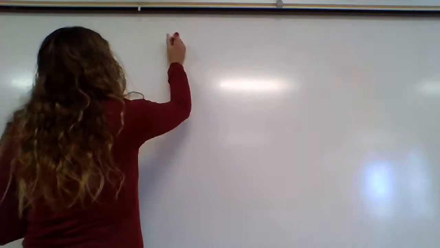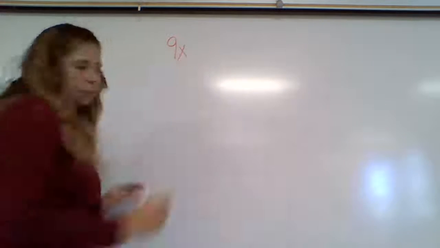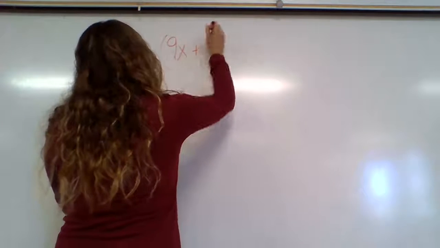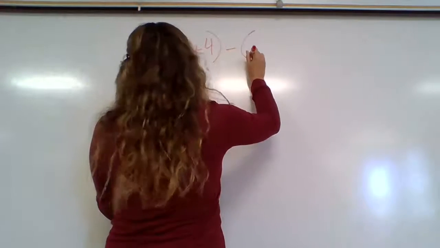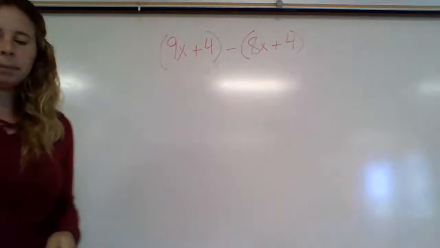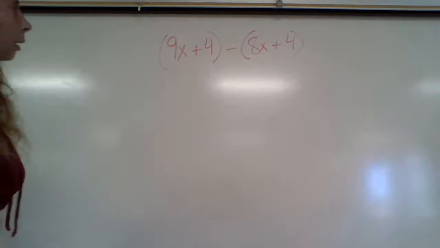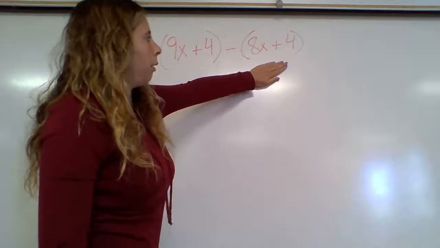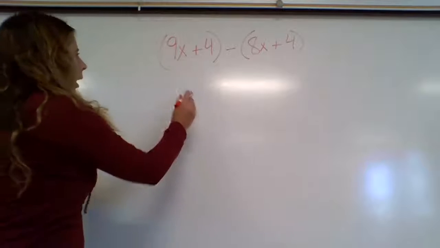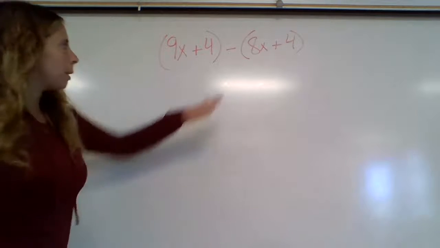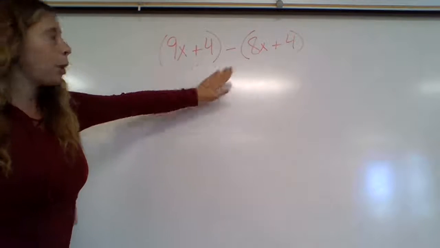So, number 1, it says simplify the expression, and you have 9x plus 4 in parentheses minus 8x plus 4. Okay. We talked about this in class. We are not multiplying these together. There is a minus sign in between, so you are not multiplying, you are subtracting.